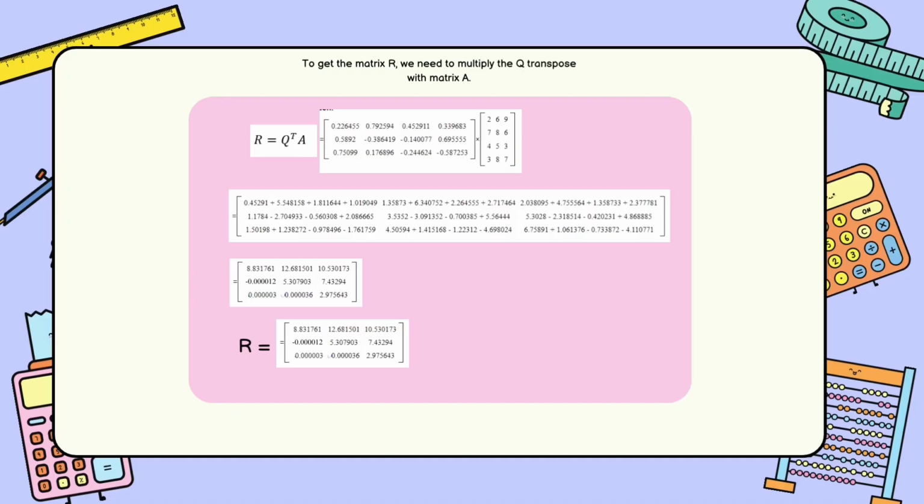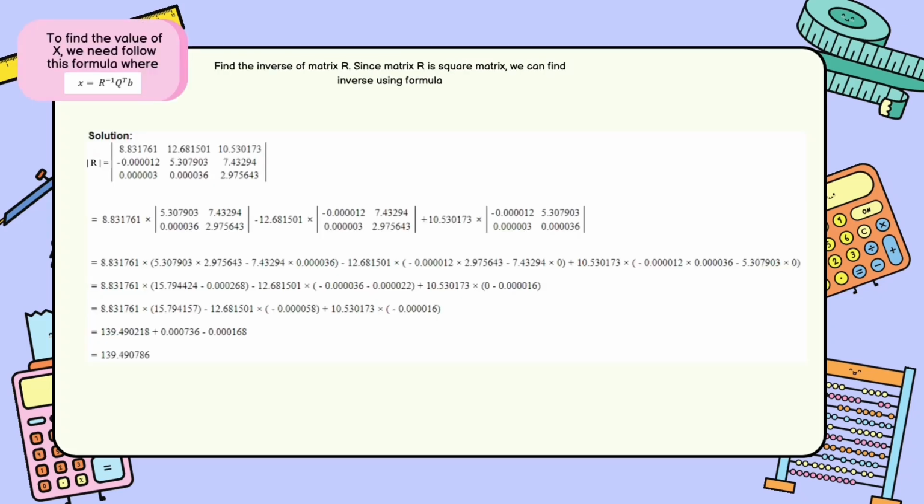Next, for the matrix R, we multiply the matrix Q transpose from just now with the matrix A. Then we get the matrix R, as shown on the slide. After that, we need to find an inverse, because to find the value of x, we follow this formula: x is equal to R inverse multiplied by Q transpose and B.